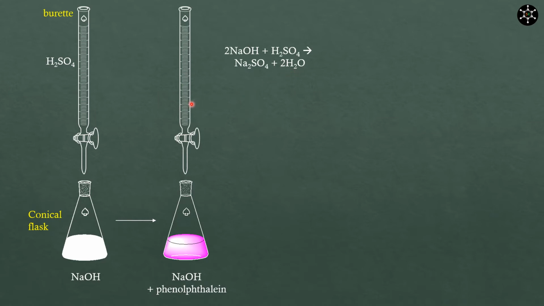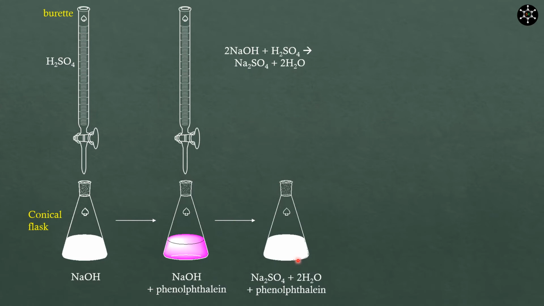As we continue to add sulfuric acid from the burette to the conical flask, there will be a point where the pink color of the conical flask completely gets discharged. That is the point where all the sodium hydroxide in the conical flask would have got converted to sodium sulfate salt. Now we will be having a colorless solution which consists of sodium sulfate and phenolphthalein in it. Since sodium sulfate is a neutral salt, phenolphthalein will remain colorless in sodium sulfate solution.